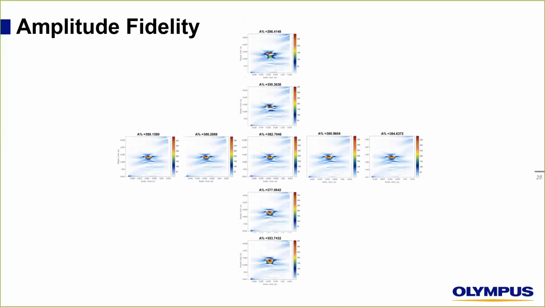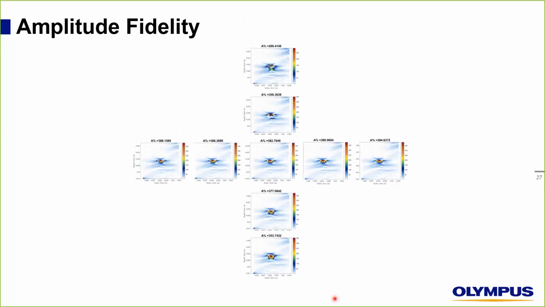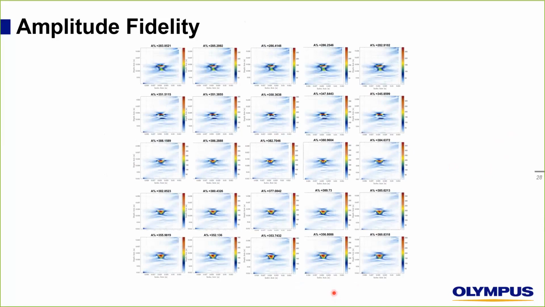Now let's see for the lateral one. Here, the same thing. We see that there is a slight change in the lateral axis. So we should be very careful when we talk about amplitude fidelity. It's not only changing in the horizontal axis or in the vertical axis, but actually in all directions that an ultrasound path could have.